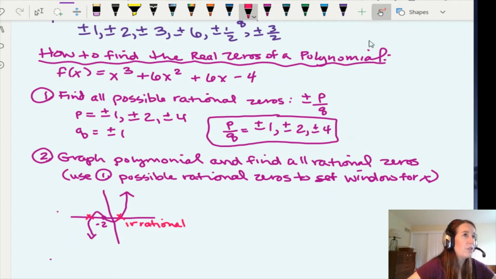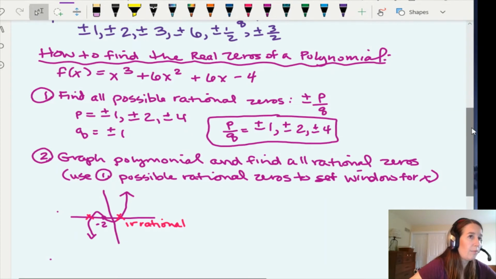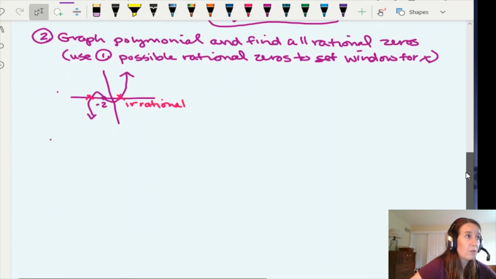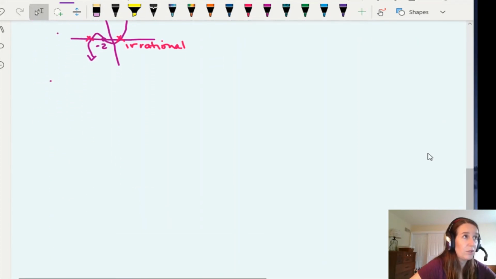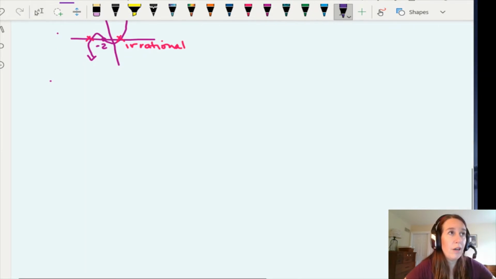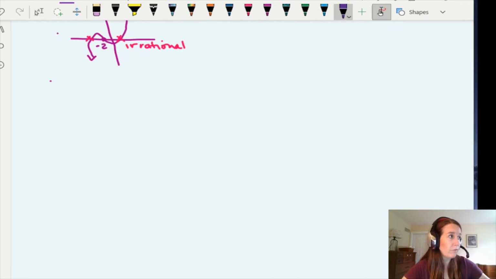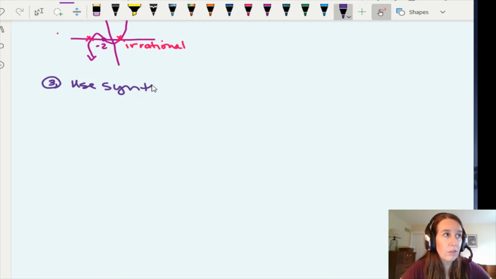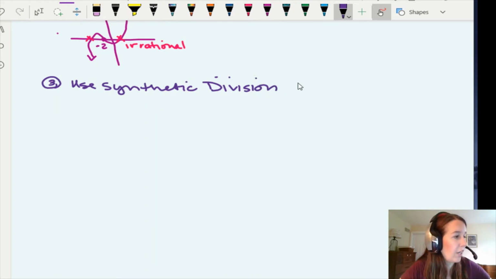Okay, so next step. Now we have one of the real zeros. We know it's -2, right? But we're not done with the problem because we need to find those other two zeros. Okay. So step 3 is to use synthetic division. And that's why we've been practicing that lately. So we're good at it.